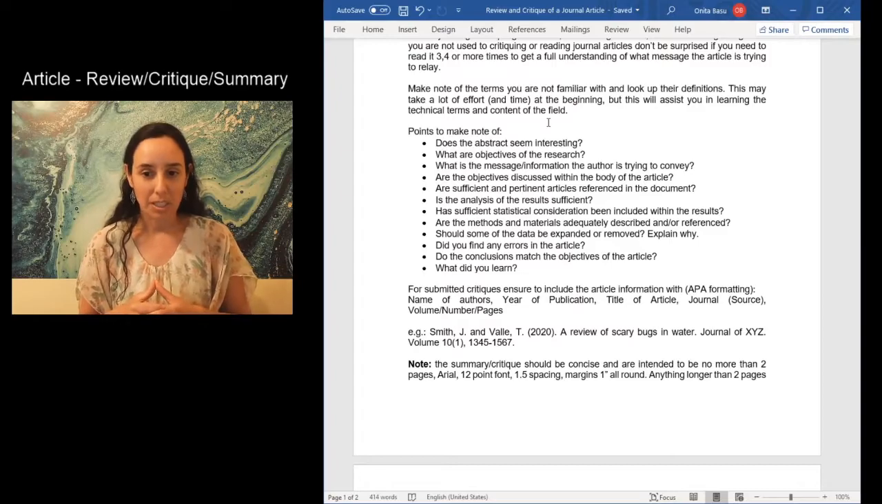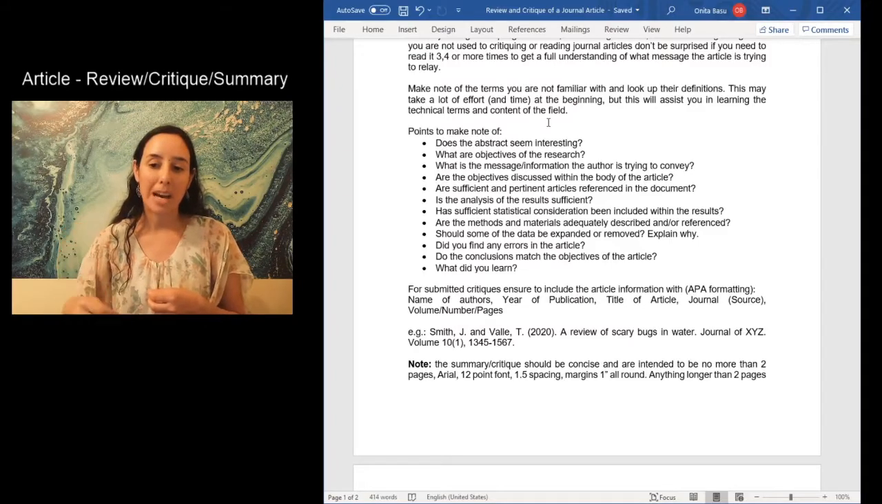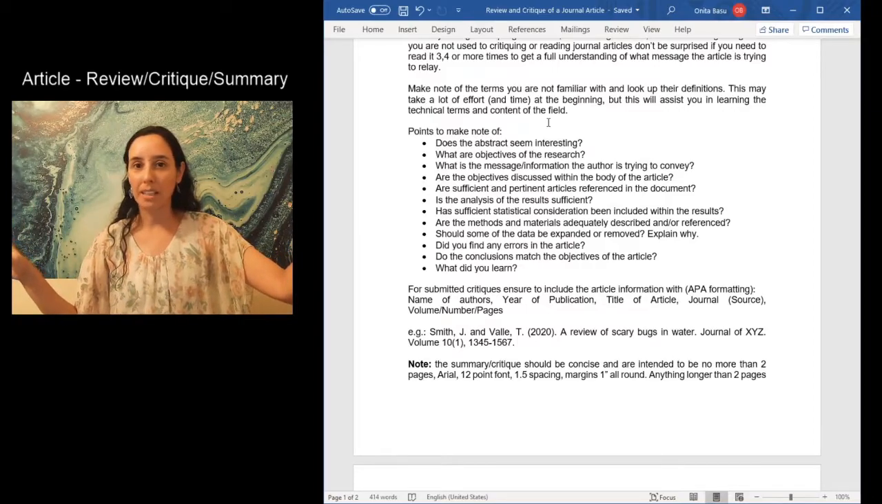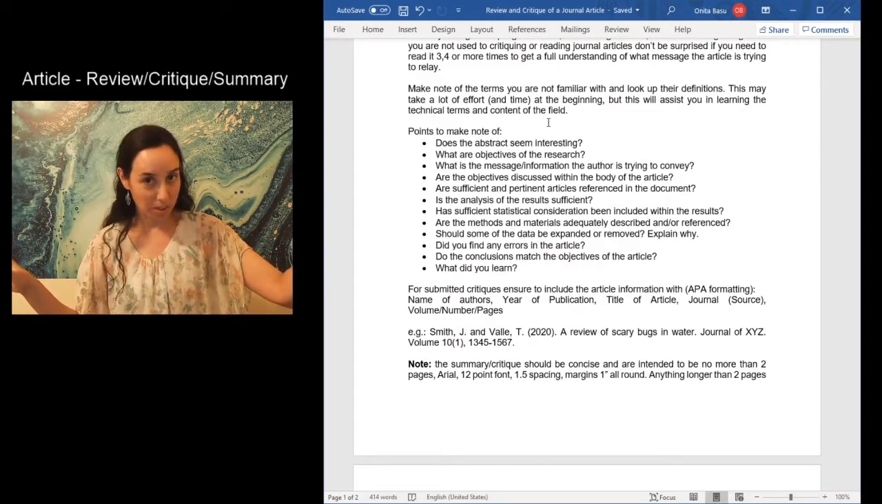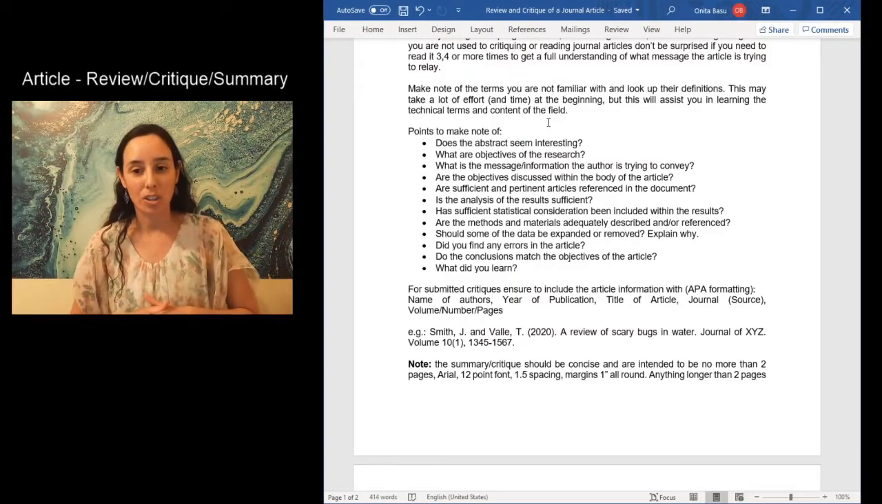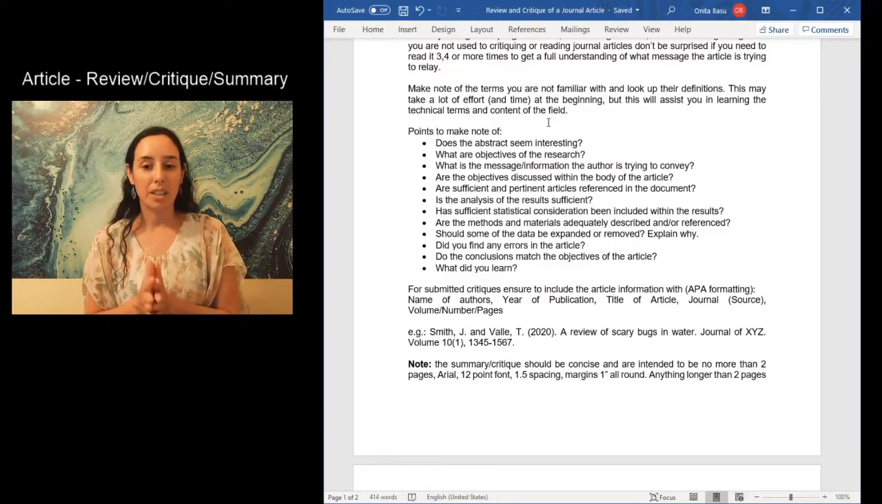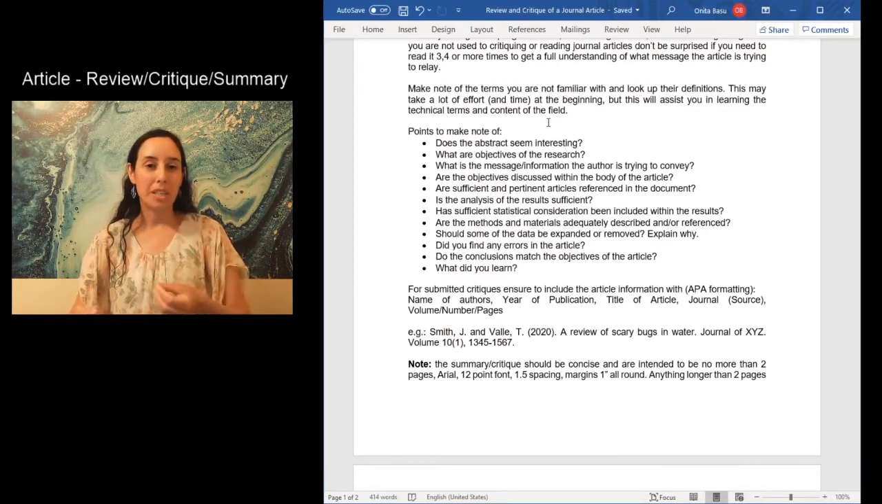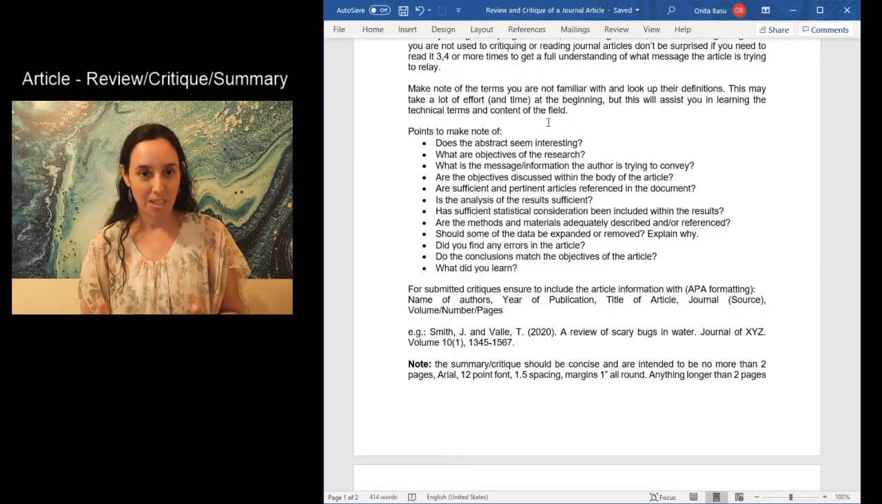Very importantly, do the conclusions match the objectives? If you have objectives and your conclusions don't match, then I don't know what you were writing about. So that is something that we should look at when we're reading an article in total. And finally, what did you learn? Hopefully there's one piece, if not more, of information that has helped your understanding in the field of filtration and membranes by reading the article and talking about it and writing about it.